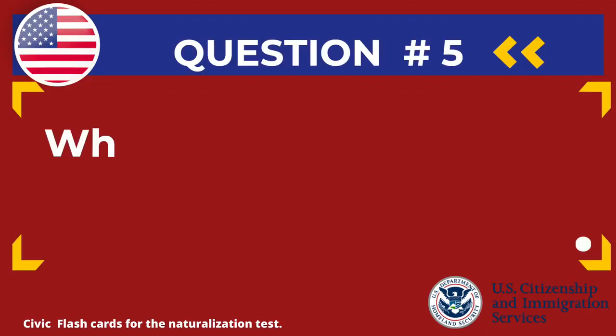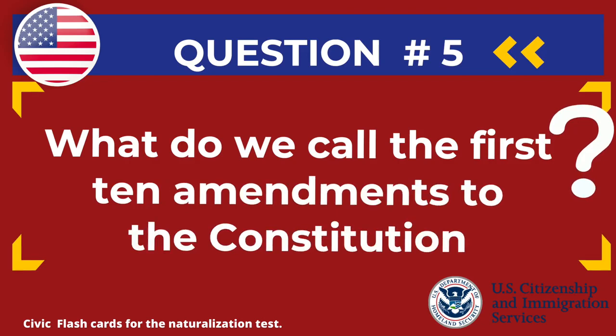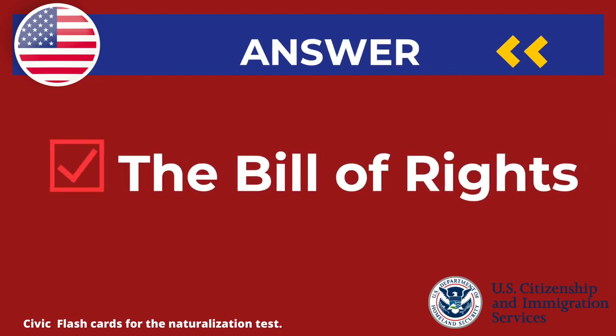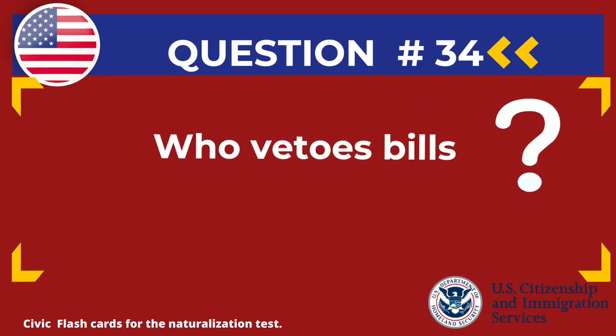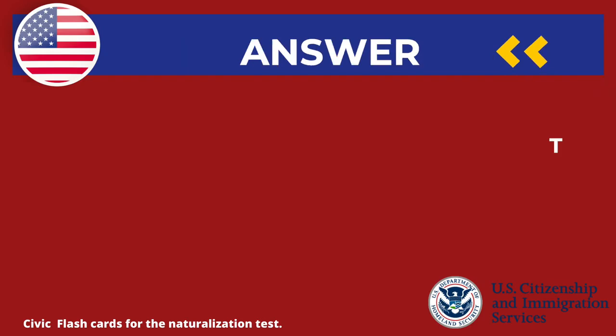What do we call the first 10 amendments to the Constitution? The Bill of Rights. Who vetoes bills? The President.